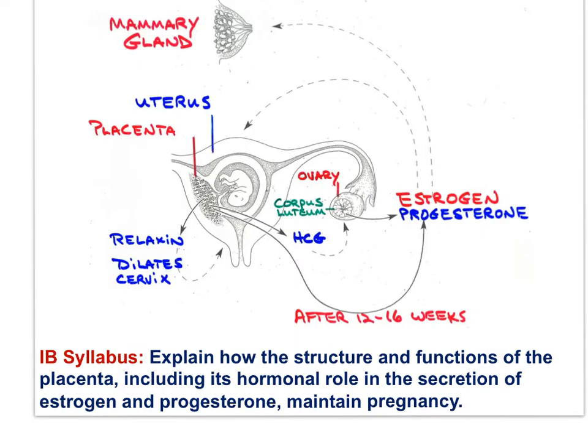So I've come back to this slide to remind you that the placenta has 2 big roles to play during pregnancy. First, the placenta is the exchange site for materials exchanged between the mother and the fetus. Secondly, the placenta is an endocrine gland that secretes estrogen and progesterone that sustains the pregnancy through the 9 months.